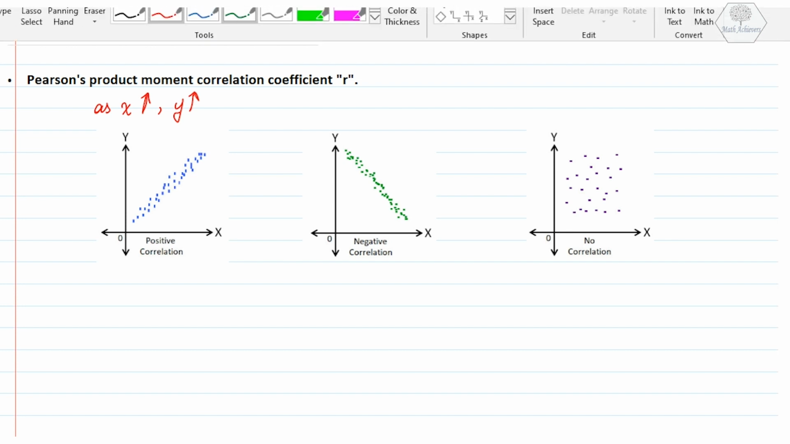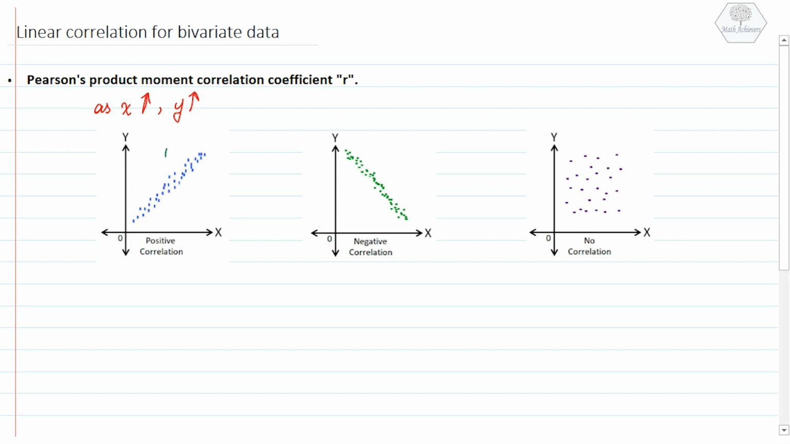From a scatter diagram, how can I spot that there is a positive correlation between the variables x and y? First, I draw an axis this way, and I have the quadrants. If all the points lie in the first and the third quadrant, then there is a positive correlation between x and y.